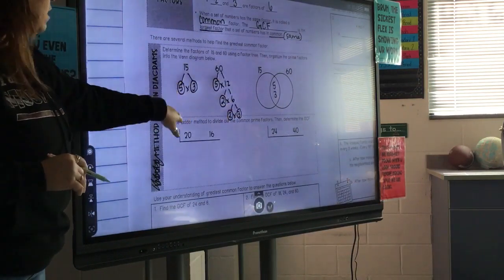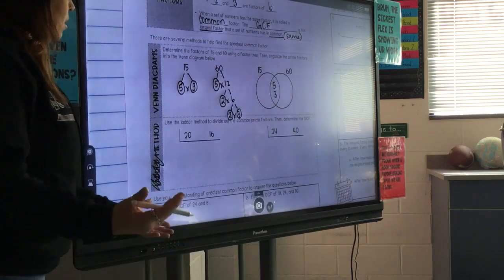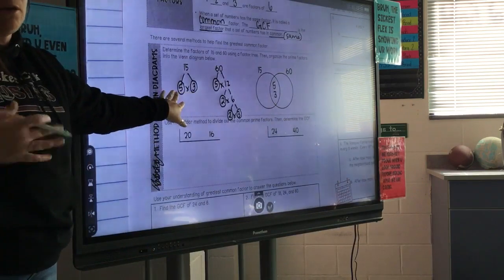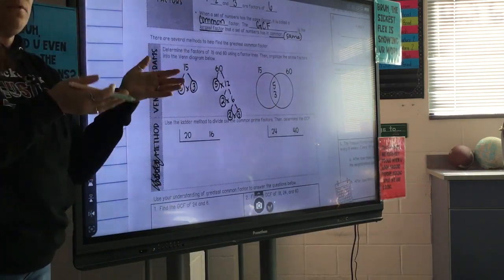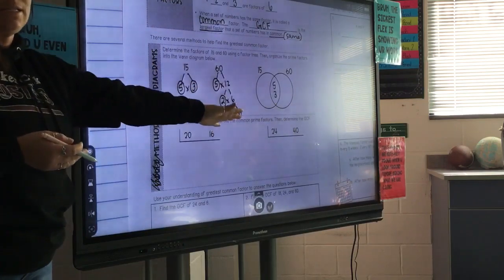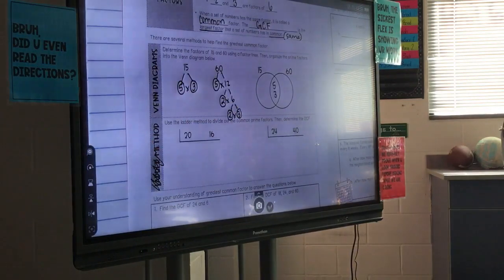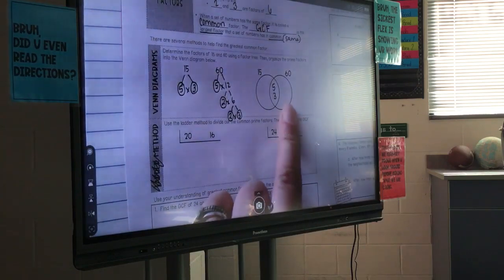If we had like 7 over here, like we multiply something times 7, then 7 would go in the outer part of the 15 because 7 would not be in 60. But there's nothing in 15 that's not in 60. Okay? All right, now in 60, we do have what number in 60 that we don't have in 15 though, that we kind of circled?